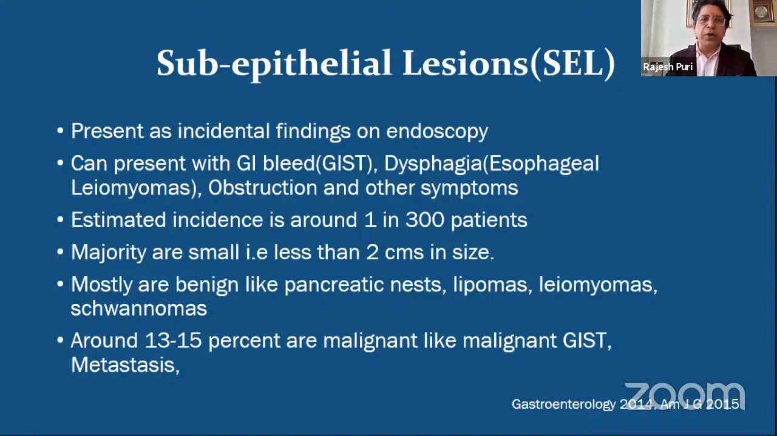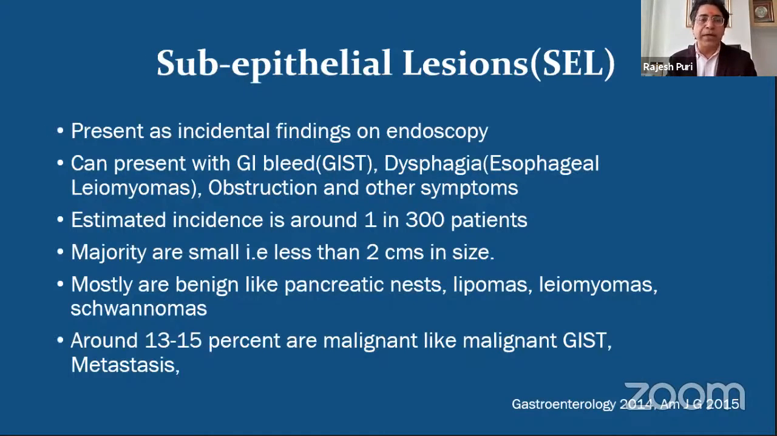Mostly they are present during a routine endoscopic examination. They present as an incidental finding. You are doing endoscopy for some purpose, and while doing it, you pick up a lesion and you are not very sure what kind of subepithelial lesion it is. But in a subset of patients they can present as GI bleed, dysphagia, obstruction, and other symptoms. The estimated incidence is around 1 in 300 endoscopies.